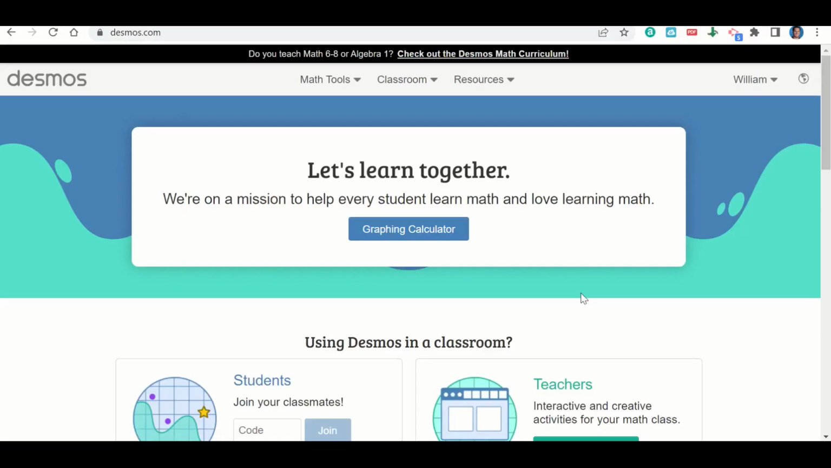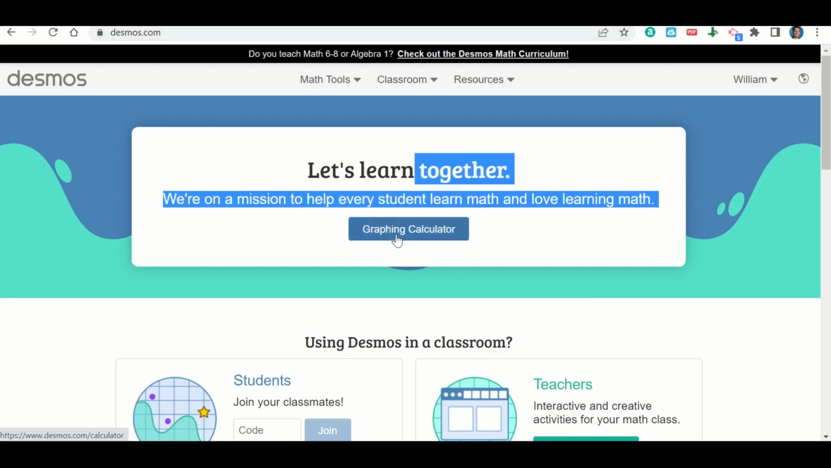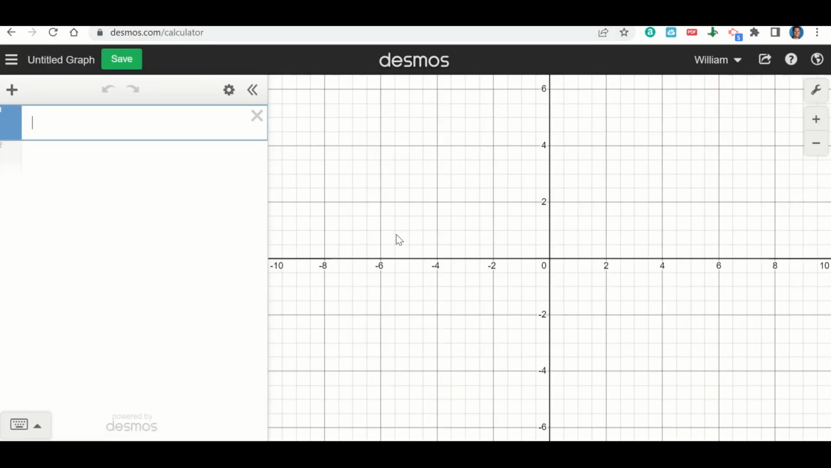Let's talk now about how we can use Desmos to check our work when dealing with exponential functions. So we'll go here to desmos.com, and we're going to click on Graphing Calculator. And it should take us to a page that looks like this. Right here is where we can enter the equation for our exponential function. So let's go ahead and do that. So let's say it was y equals 2 to the x. Well, as we can see, it graphs it for us. It shows us what the curve looks like.